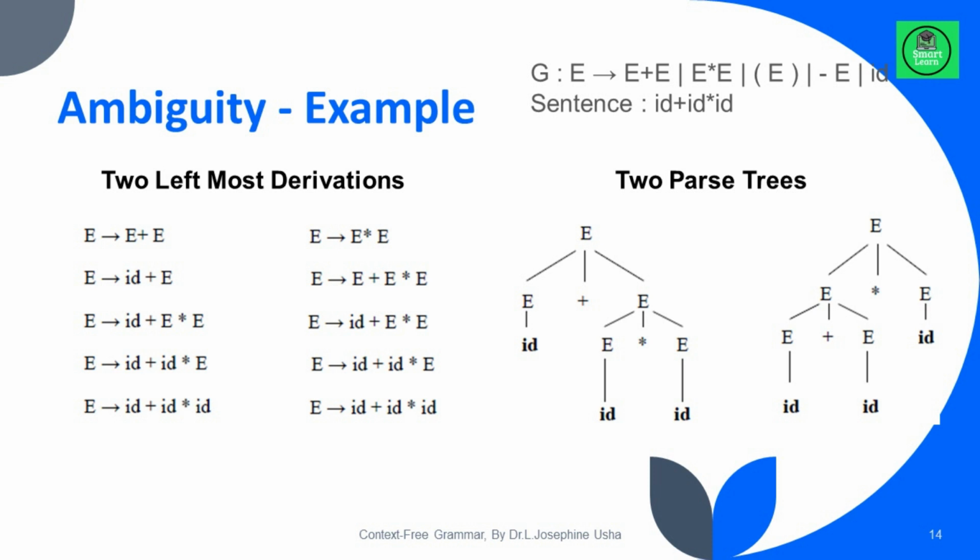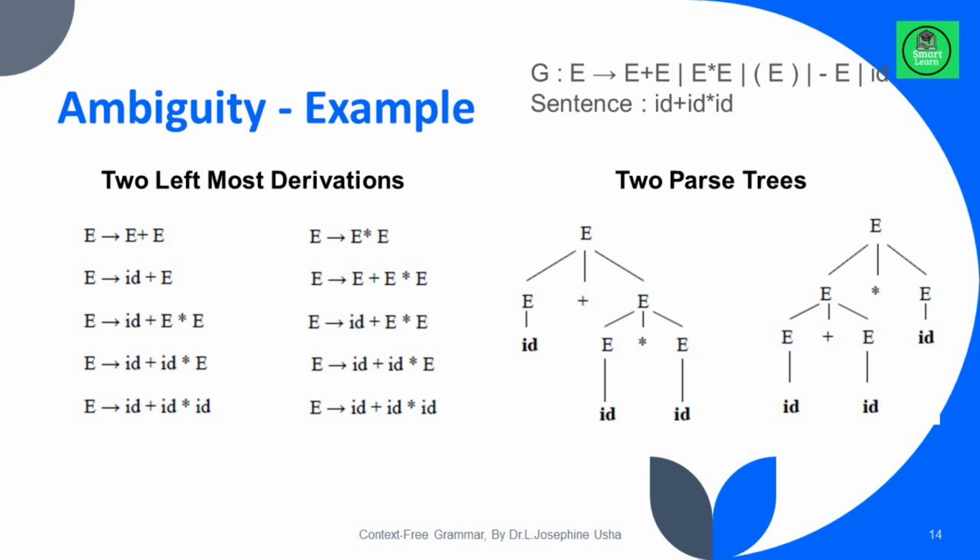Next, for the second leftmost derivation, I apply the second production, that is E tends to E * E. In that case, again the leftmost non-terminal is replaced by its production. At last, I will get id + id * id. So we have two leftmost derivations for the same sentence, id + id * id. For the two leftmost derivations, I have to draw two parse trees. So here we have two parse trees for the same sentence, so we can prove the grammar is ambiguous.